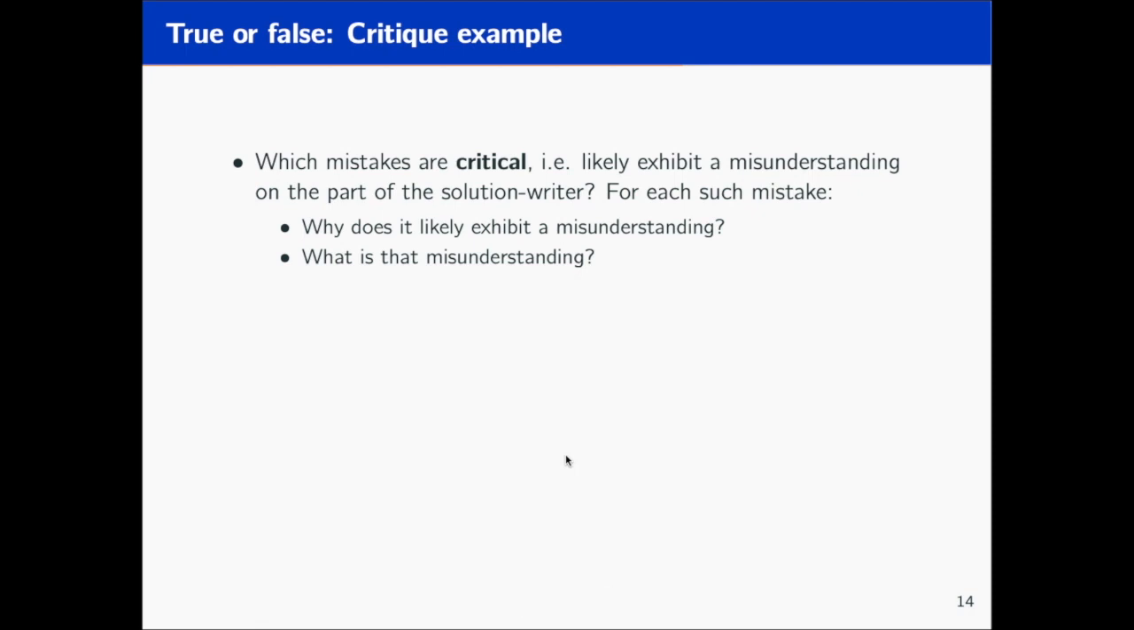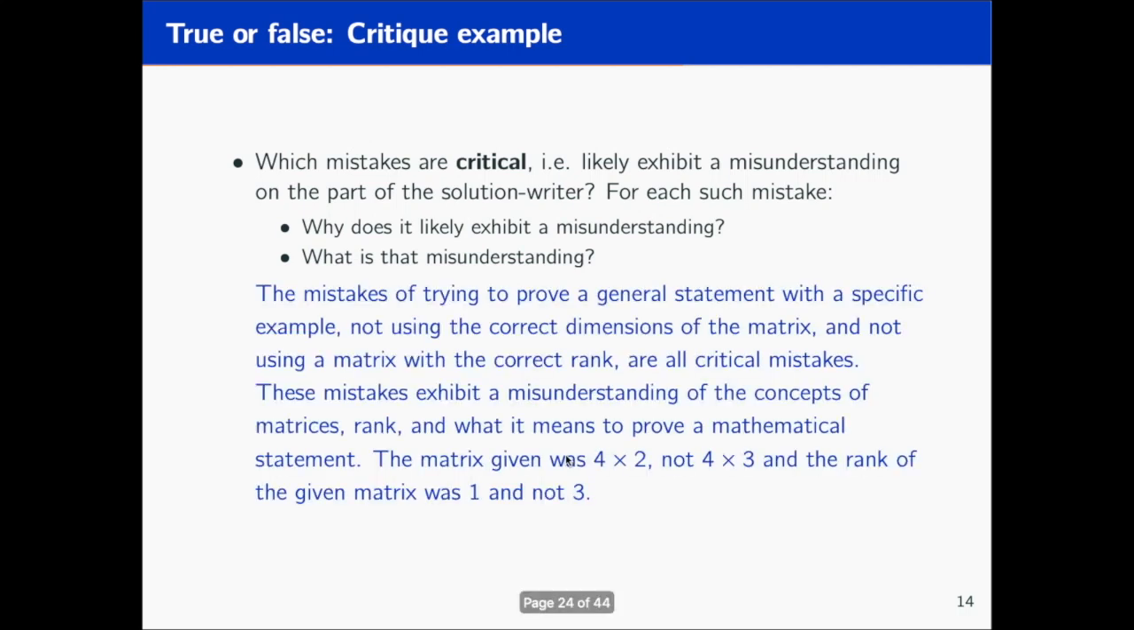The second question under mistakes says, which mistakes are critical? For each such mistake, why does it likely exhibit a misunderstanding? What is that misunderstanding? A sample response could be, the mistakes of trying to prove a general statement with a specific example, not using the correct dimensions of the matrix, and not using a matrix with the correct rank are all critical mistakes. These mistakes exhibit a misunderstanding of the concepts of matrices, rank, and what it means to prove a mathematical statement. The matrix given was 4x2 and not 4x3, and the rank of the given matrix was 1 and not 3.